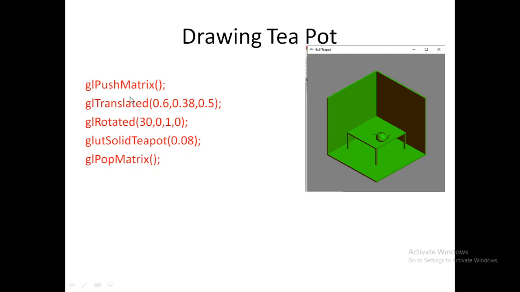I know that push pop will run this command first, then it is rotating. If you don't rotate, this front side will face towards you. So a little rotation, 30-degree rotation we have done, then translated to this place. This place is mentioned here.